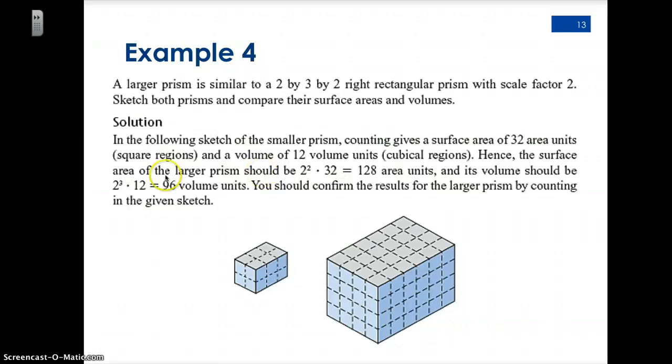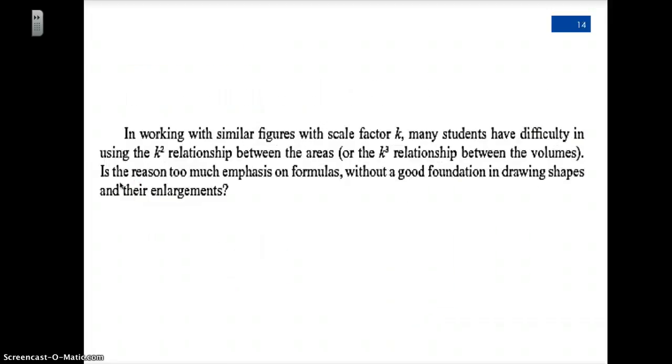If you're going to find the volume, you're going to cube the scale factor. And why 12? Because the volume of this thing is 12. 2 times 3 times 2 is the volume, and this time you're cubing the scale factor. You will see one like that on the quiz. Finally, you've seen this slide before. If the scale factor is k, then the areas and the surface area you multiply by k squared, and the volumes you multiply by k cubed.